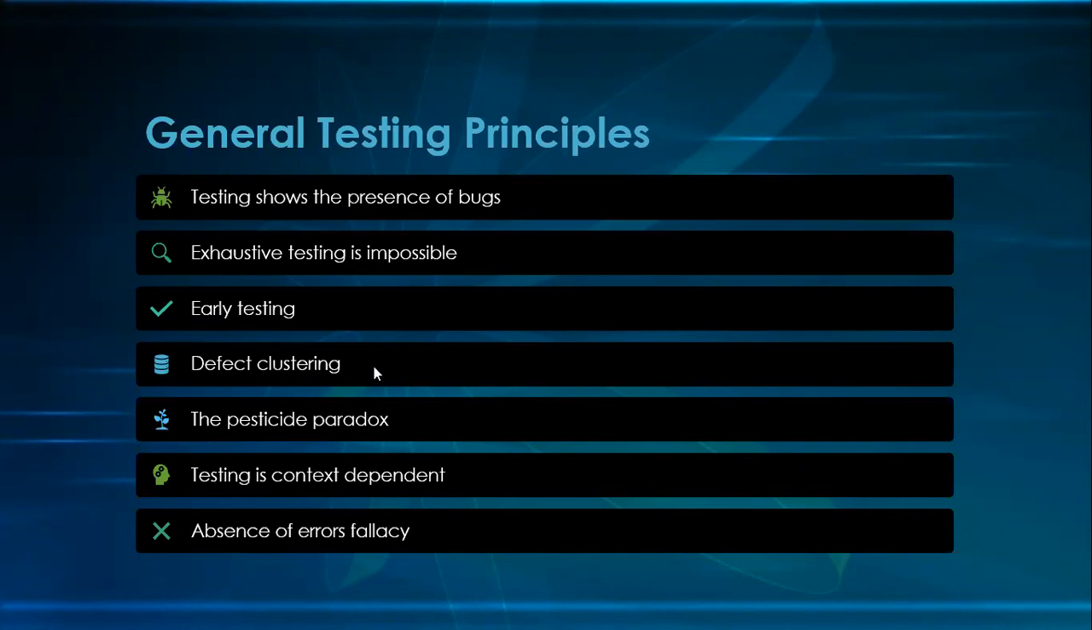So defect, where exactly do you have the defect? Is it at the login section? Is it when you look for the seat? You need to know exactly where these things are, where the defects are being clustered. So those are defect clustering. Then pesticide paradox.